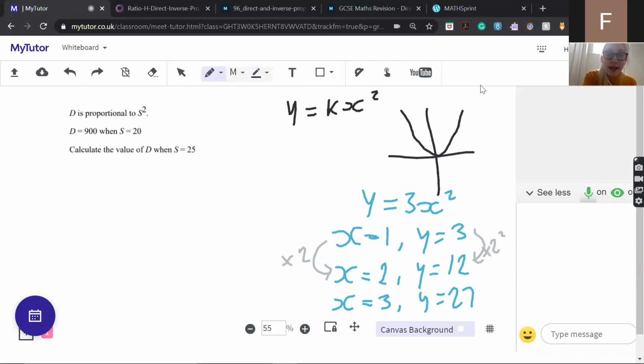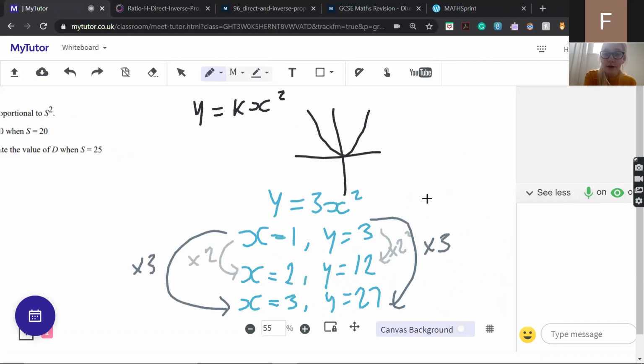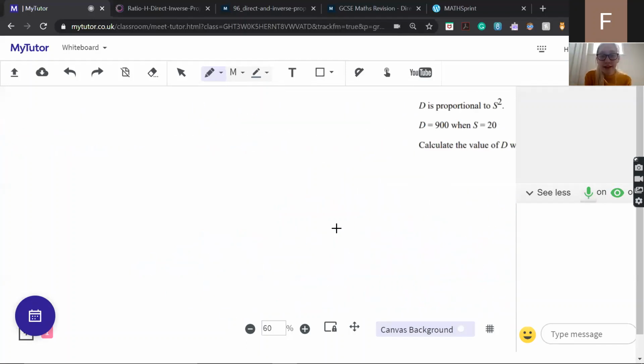And going here, we've multiplied x by 3. So y is multiplied by 3 squared. So this is all this means: when x doubles, y increases by a factor of 2 squared, which is 4. If x triples, y is multiplied by 9. Hopefully that makes a bit of sense. That's all this means, the rate at which y increases when x increases. So we're going to answer this question in exactly the same way, really.